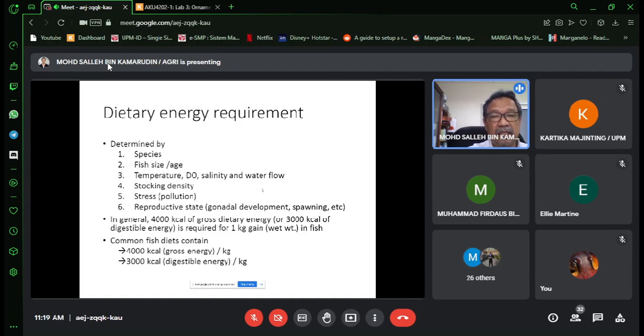Right, energy requirements seperti juga protein dan juga lipid, dia determined by species. Different species requirement dia berbeza.